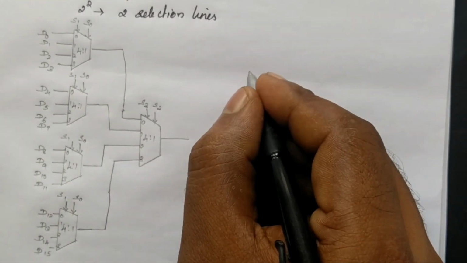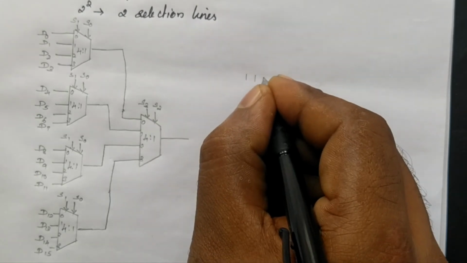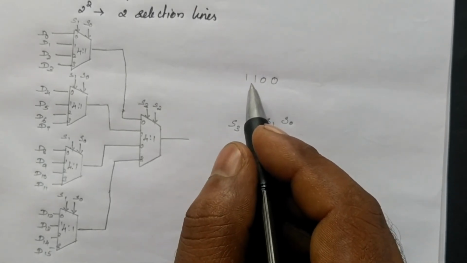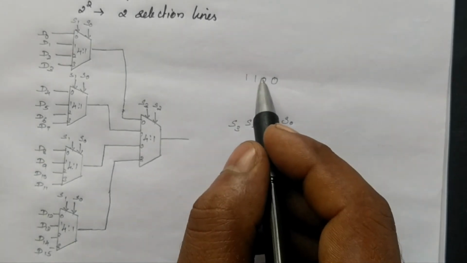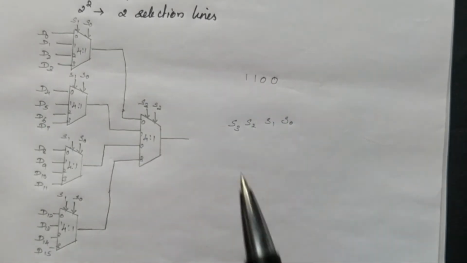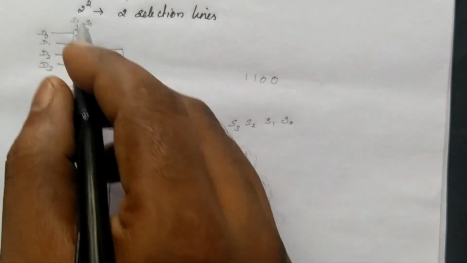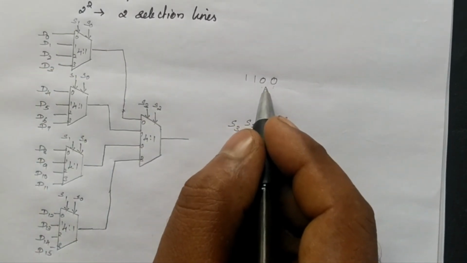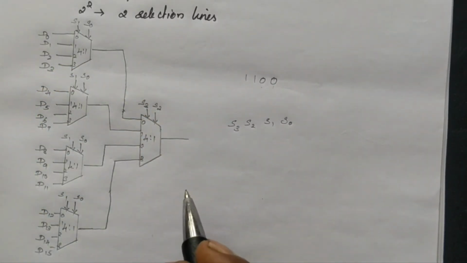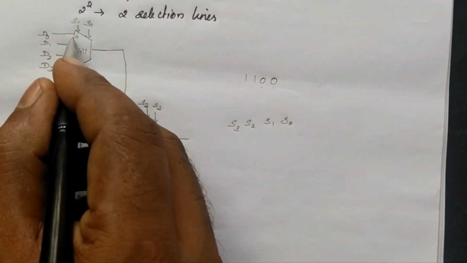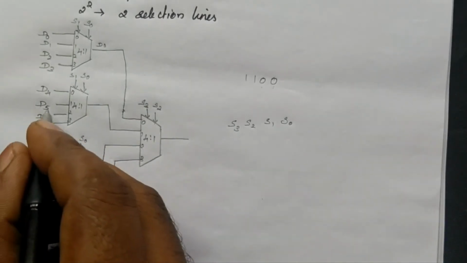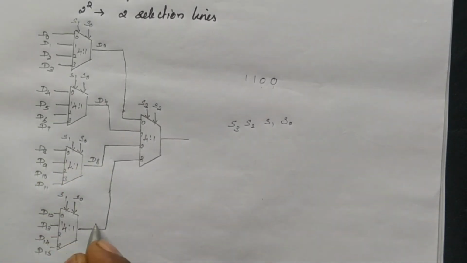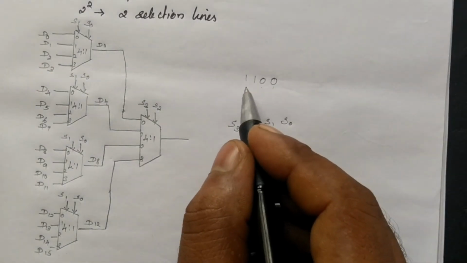Consider the selection line values as 1 1 0 0, which is equivalent to 8 plus 4, that is 12. Therefore, the input D12 should be selected for the selection lines condition 1 1 0 0. Now we will give the inputs to these muxes. Here this one is S0, this one is S1. If S0, S1 is equal to 0, 0, the zeroth inputs of the first level muxes will be selected. Here at 0 we have D0, here at 0 D4, here at 0 D8, here at 0 D12.